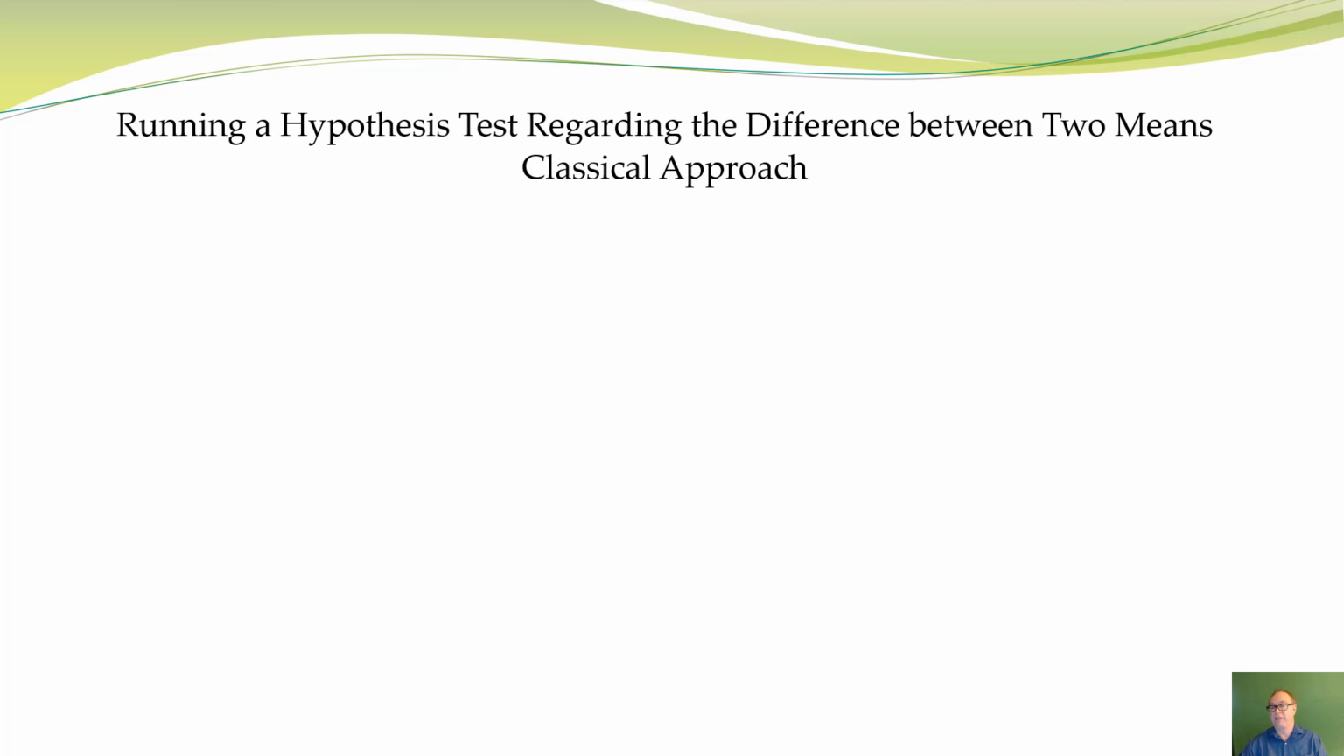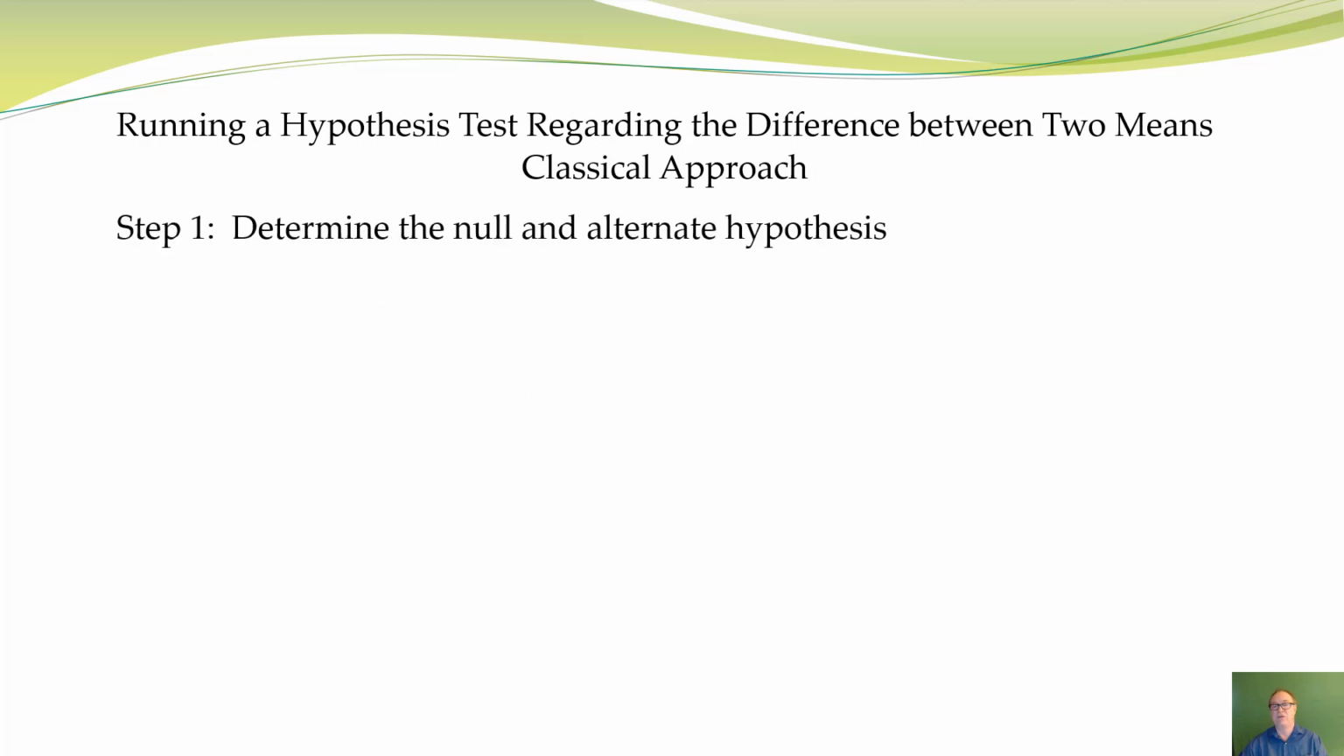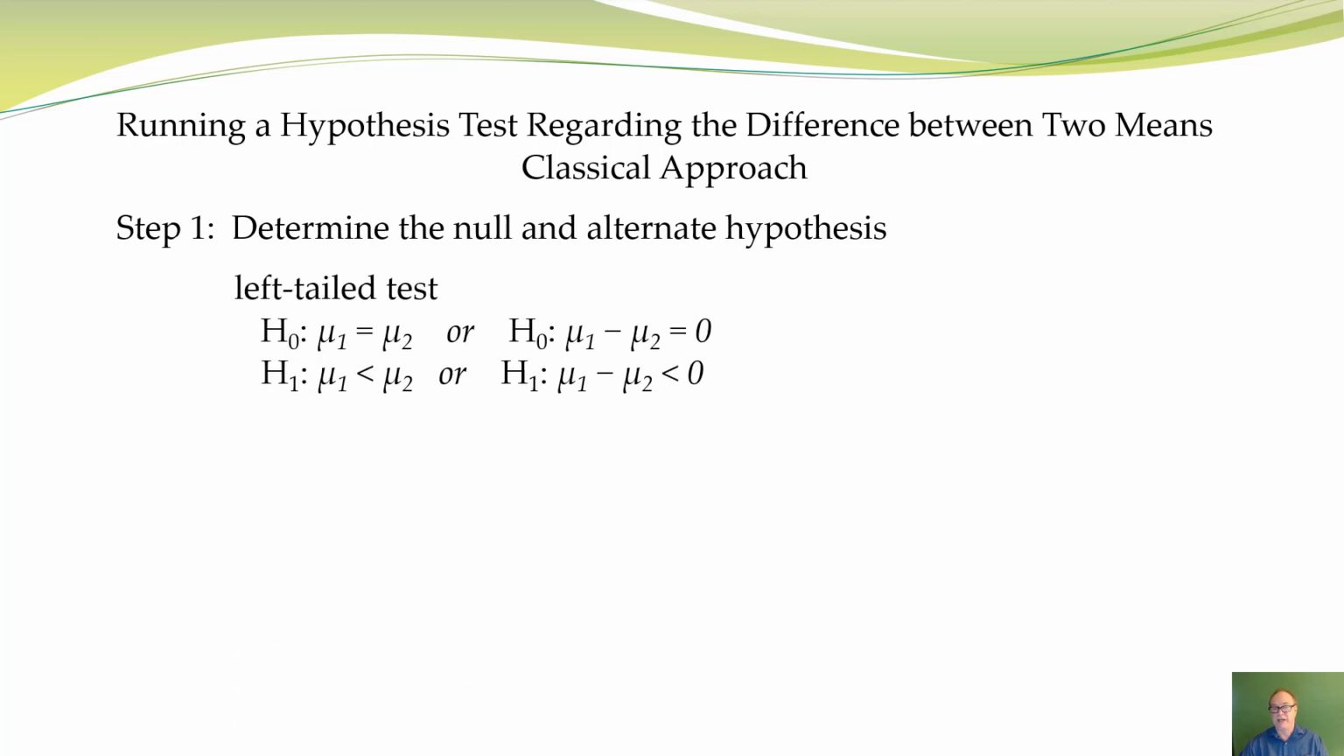Now, running a hypothesis test, classical approach. First, determine the null and alternate hypothesis. Now, left-tailed test. First, we assume there is no difference in the means, so mu1 equals mu2. For a left-tailed test, we're trying to show that sample 1 has a smaller mean than sample 2, so mu1 less than mu2. Since this is the case, if you go back to the null hypothesis, if mu1 equals mu2, then mu1 minus mu2 will equal 0. This is an alternate approach for writing the null hypothesis.